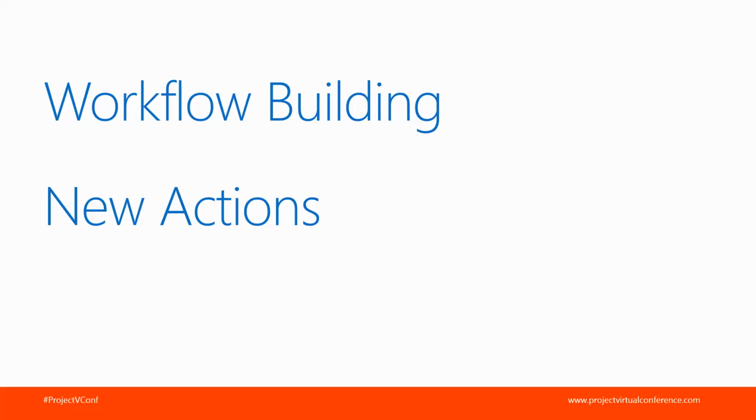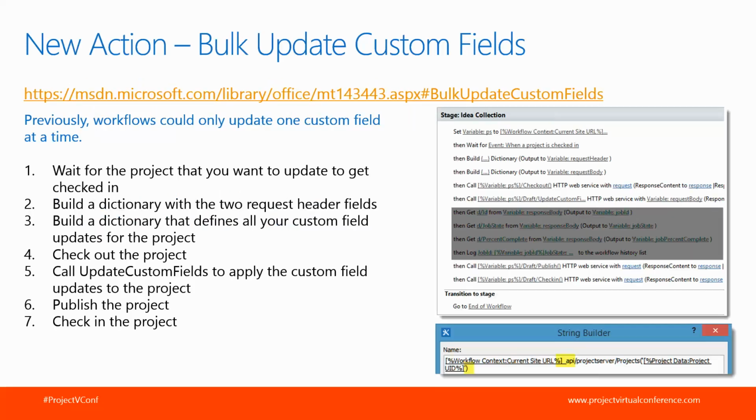So before we move on from build, I did want to talk about two new actions available. These were released early summer for Project Online and actually just recently in August, late summer, for Project Server 2013 on-prem. One of these is called Bulk Update Custom Fields. Previously, you really had to update one field at a time, and that was really time-consuming. Update, save, update, save, update, save. Meanwhile, the user is waiting for the workflow to catch up while it's doing all those update project fields. So now we have the ability to update several fields at once.